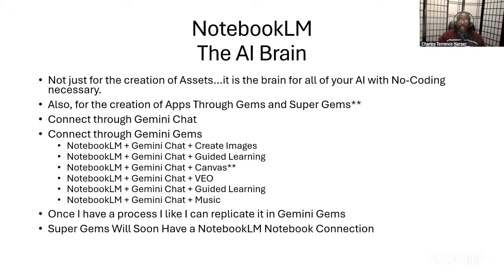And so Super Gems is a way of building a customer-facing app that will hide your proprietary stuff. Because right now, with a gem as it is, you can't really hide your proprietary things. Inside of Super Gems, which is also opal.google.com if you have it, you'll be able to hide your proprietary things. Soon you're going to be able to attach a Notebook LM notebook inside of Super Gems. You can't do that right now.